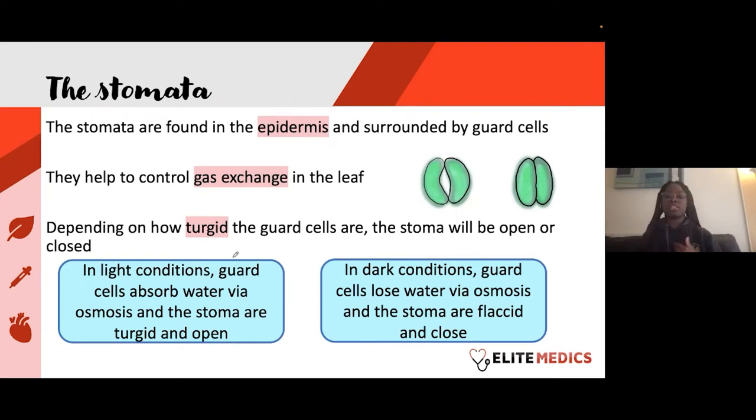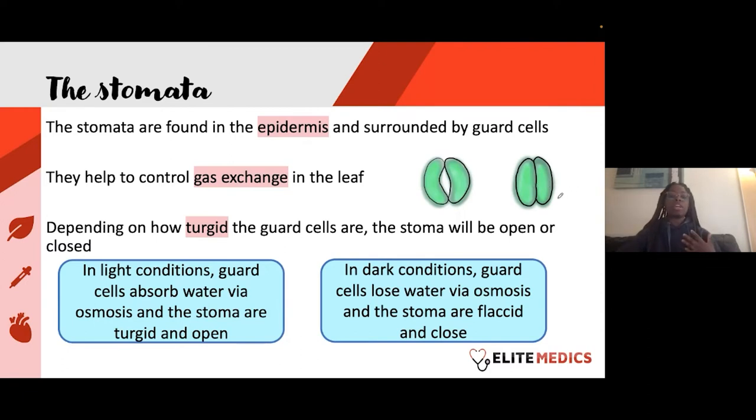But in darker conditions, the guard cells would then lose water by osmosis, so the water moves out of the guard cells, and then the stoma, as a result of this, are flaccid or very floppy, and they essentially close, because you don't want that gas to be lost.